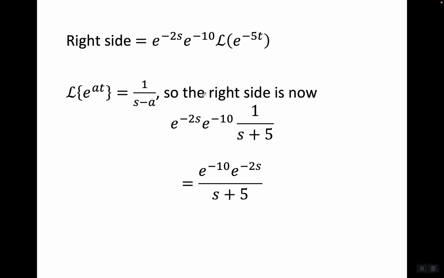Wouldn't it be cool if we could evaluate the Laplace transform of e to the negative 5t? We can. We're going to use this formula. So plug in negative 5 for a, and we end up with the right side as e to the negative 2s, e to the negative 10, and the Laplace transform of e to the negative 5t is just going to be 1 over s plus 5. So in other words, we have e to the negative 10, e to the negative 2s over s plus 5.